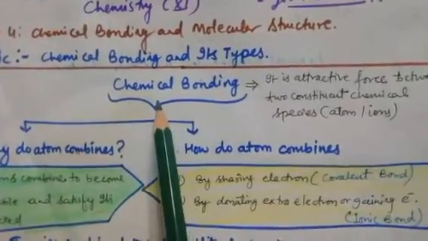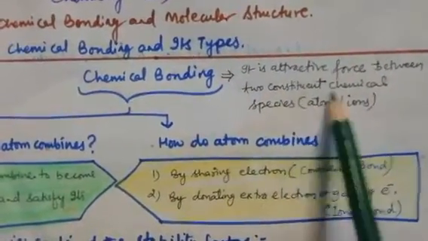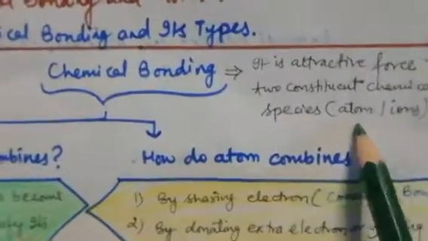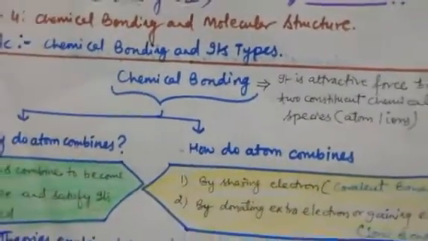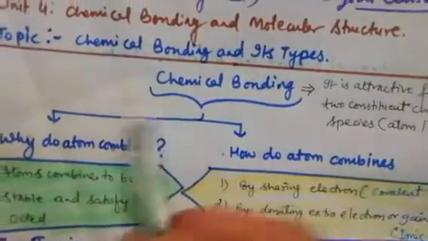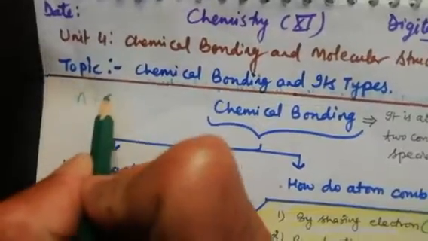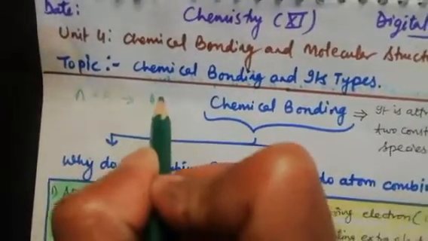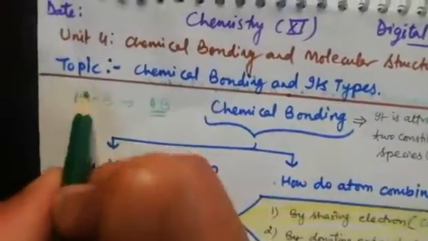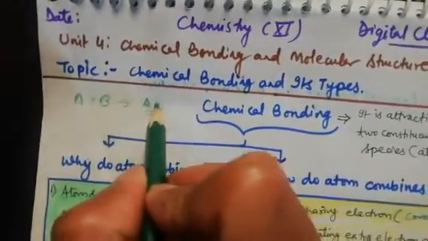Before we start, let's understand chemical bonding. Chemical bonding is the attractive force between two constituent chemical species, that is atom or ion. You know, dear students, very well, when two atoms are combining, they are forming one molecule.